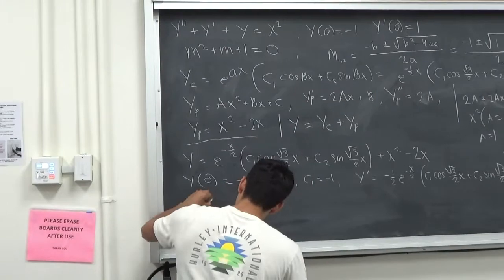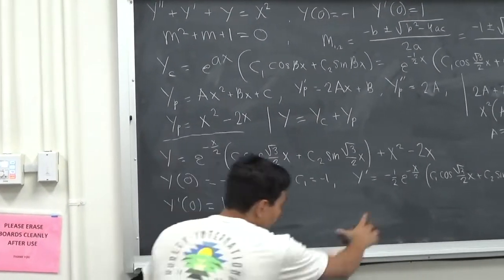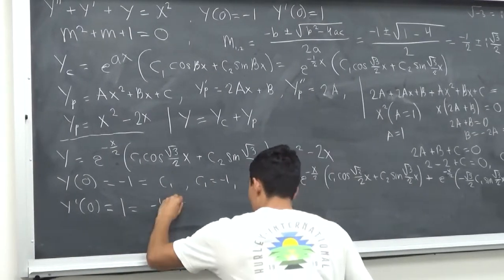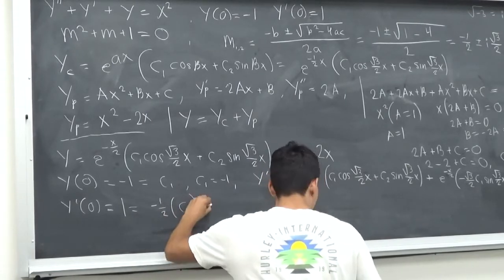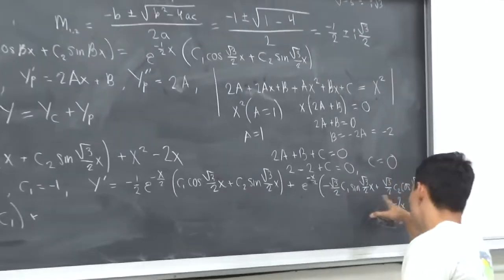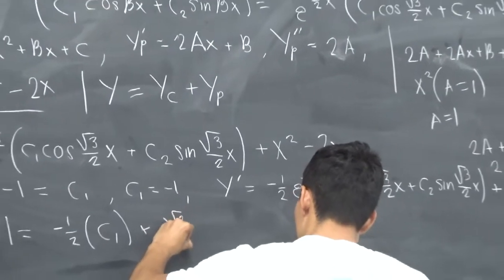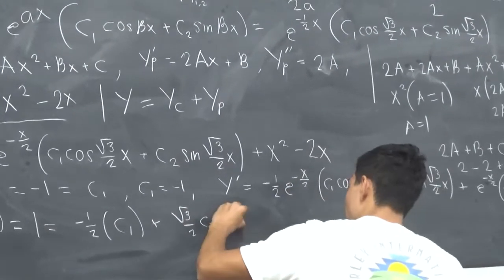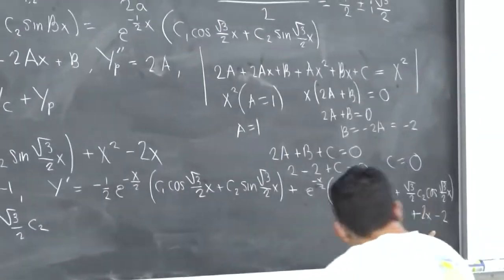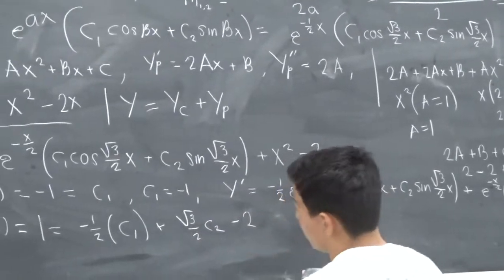Y prime of 0, that was our initial condition, is equal to 1. So everything that's x will turn into 0. This will just be negative 1/2 c1 will stay. This will be 1. This will be 0 because the sine, the cosine will stay. So it's going to be square root 3 over 2 c2, and then plus, oh, this is a 0. This will become a 0. That will be 2x minus 2. Okay, so now we can solve for c2.